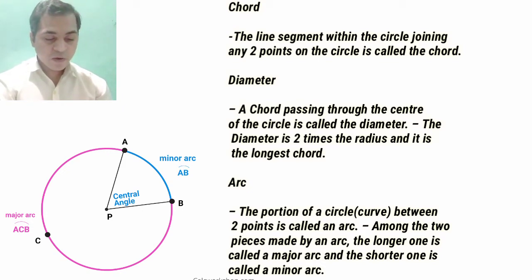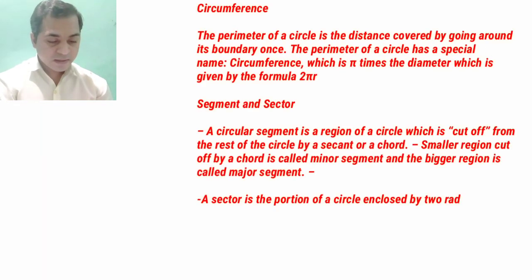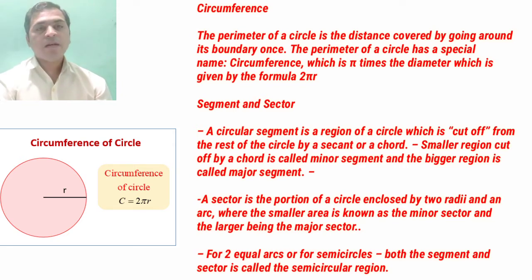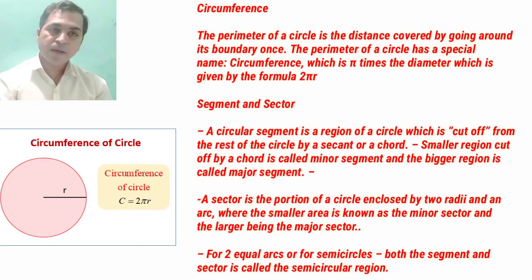In this slide we will learn about circumference, segment and sector, right? So what is circumference? It means the length of the path of the circle. The length of the path of the circle is the circumference of the circle, and its value is 2 pi r. So let us see the exact definition. The perimeter of a circle is the distance covered by going around its boundary once, right? The perimeter of a circle has a special name.